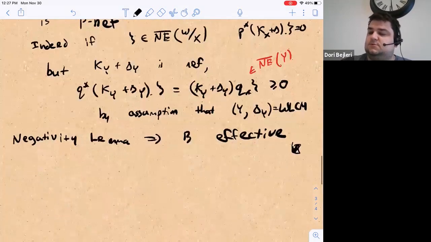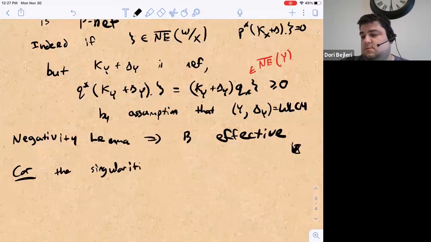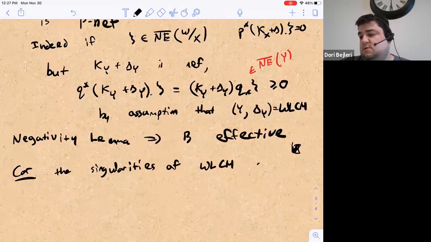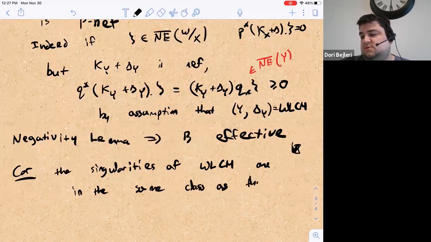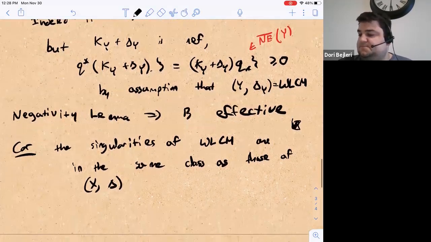Okay, and so the corollary, which I'll just summarize, is that the singularities of a weak log canonical model are in the same class as those of X. So the singularities plausibly can even get better, but they can't get worse.